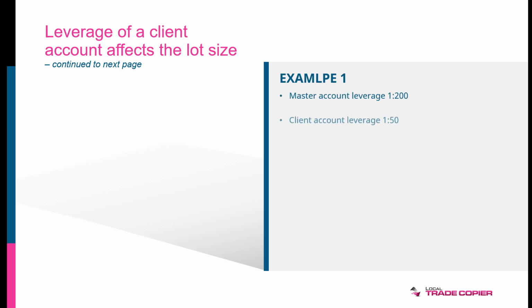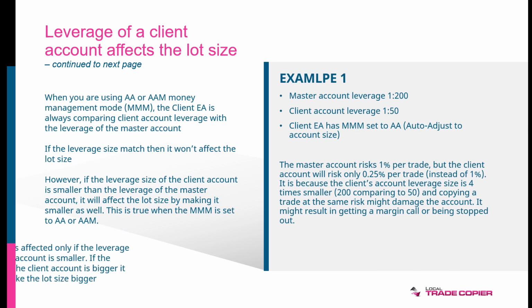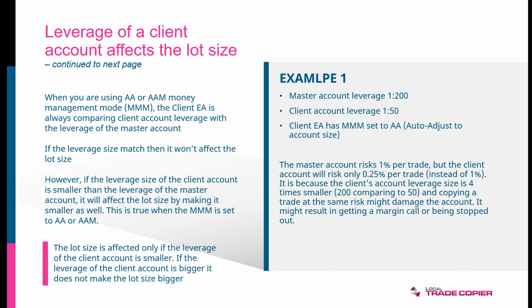So let's speak about the leverage of a client account and how it affects the lot size. I already mentioned some of this before explaining the AA and the AAM money management modes, but now I want to talk just about this, kind of a separate topic. When you are using AA or the AAM money management mode, the client EA is always comparing client account leverage with the leverage of the master account. If the leverage size matches, then it won't affect the lot size.